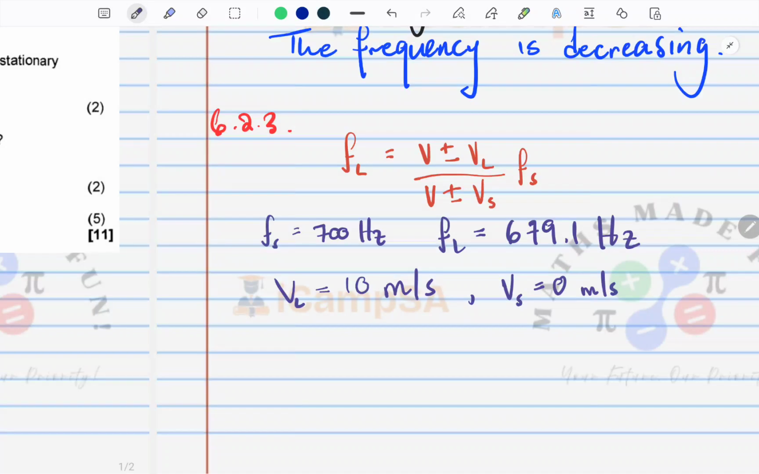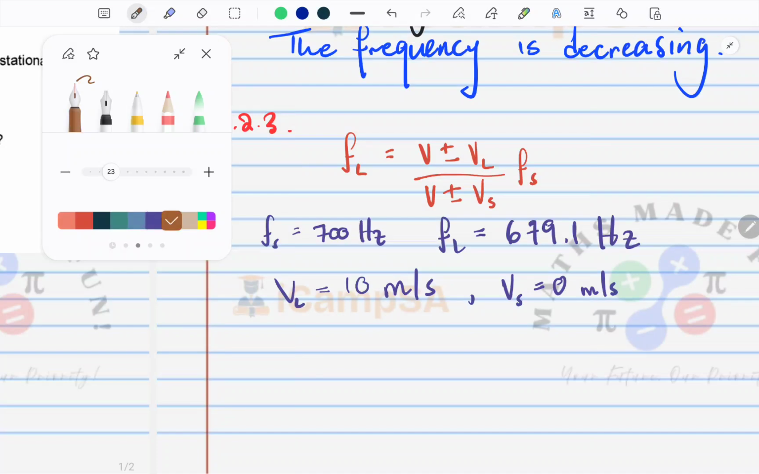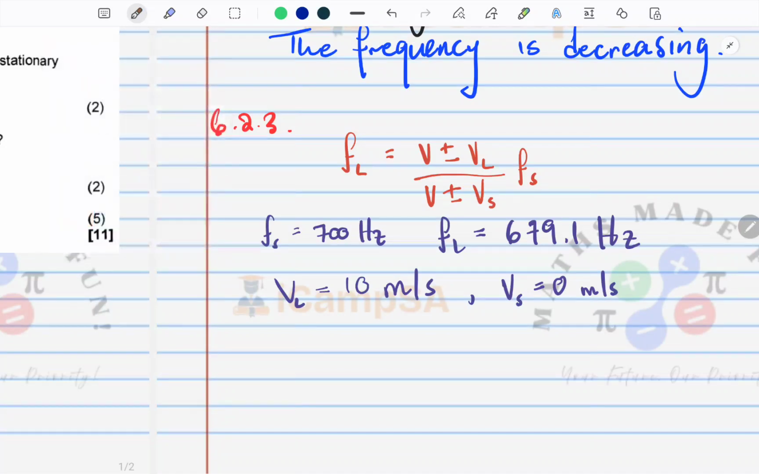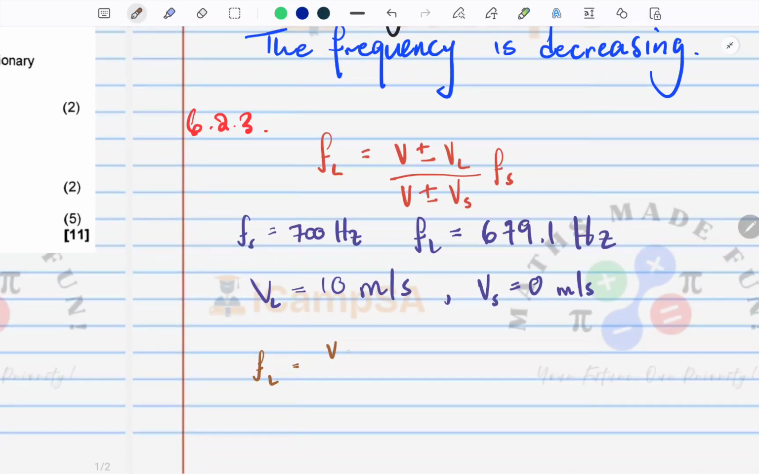So that means what we're going to do here, we are going to look for V, right? Just V. So now we must remember, what were the conditions of this? Because when we come here, we're going to say FL is equal to V plus or minus VL all over V. Now the source is 0, plus or minus 0 here. So what you're going to end up with is V plus or minus VL all over V.